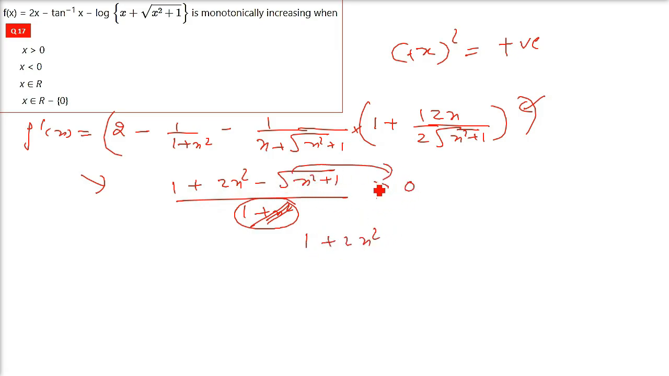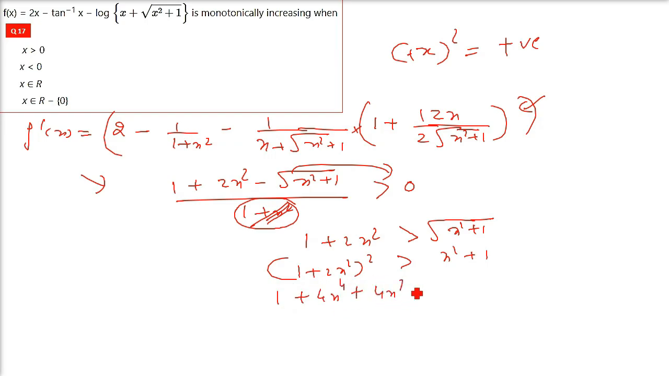What is the numerator? 1 plus 2x square is greater than under root x square plus 1. This is what you get in the numerator. Now take the square of both the sides. 1 plus 2x square whole square and x square plus 1. Now just open this. It will be a plus b whole square, so a square plus b square plus 2ab. You can use the formula.